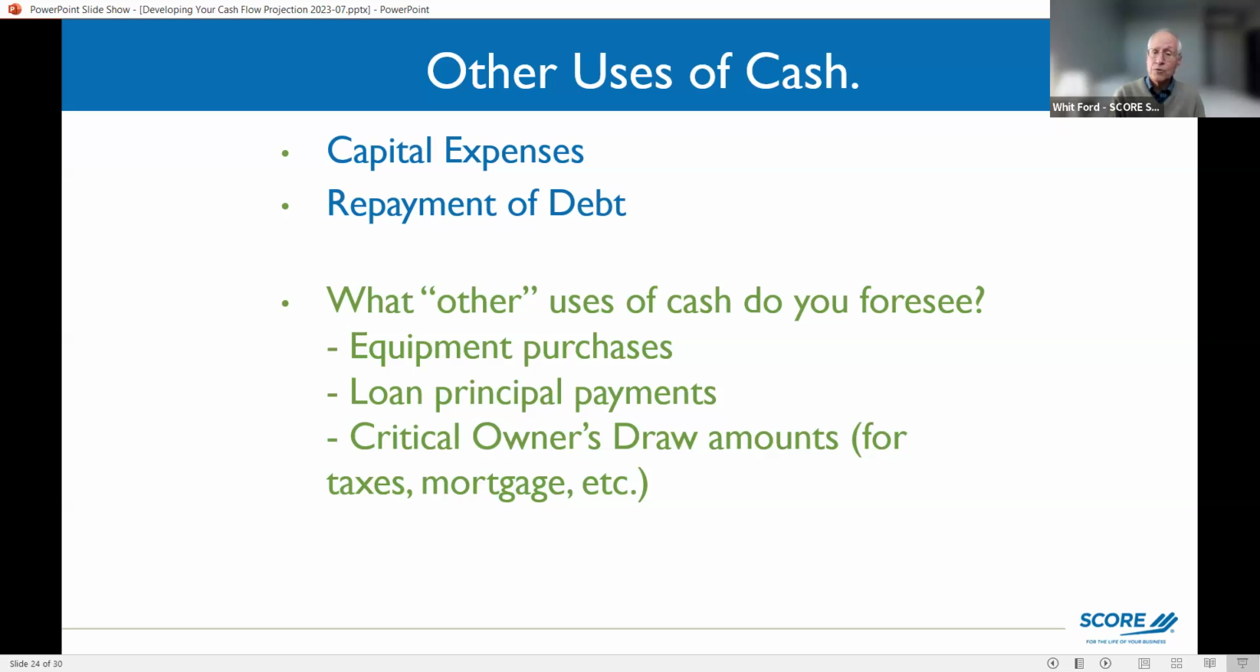If you expect to have to withdraw amounts yourself as the owner to pay estimated taxes, that should be on there, or to pay your home mortgage, whatever. So do look ahead to cash needs that you as the owner have or that the business will have that will affect the business's cash flow, and include those in your cash flow forecast.